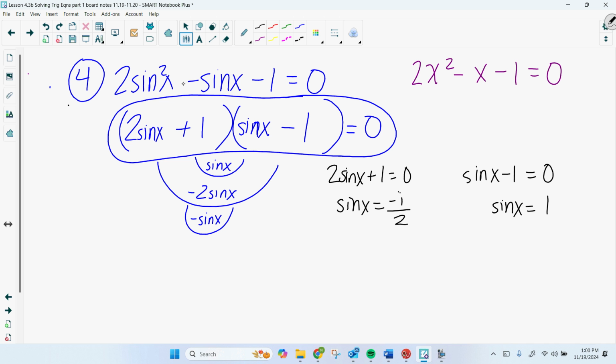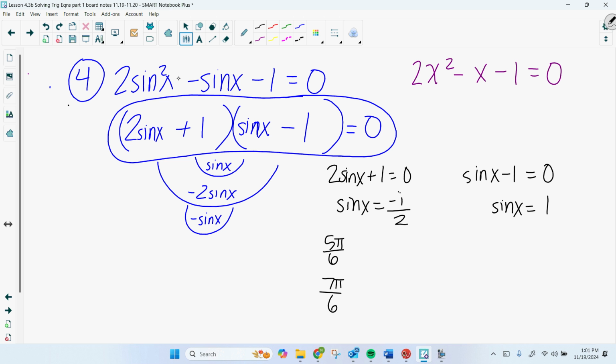5 pi over 6. 7 pi over 6. Okay, so yeah, 7 pi over 6 and 11 pi over 6. Yeah, it's the ones that are down, right? Kind of like visualizing the horizontal and then down a little bit. Yeah, so this is 5 pi over 6 and 7 pi over 6.